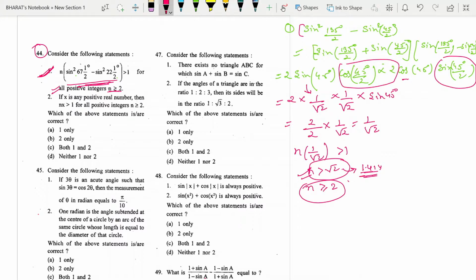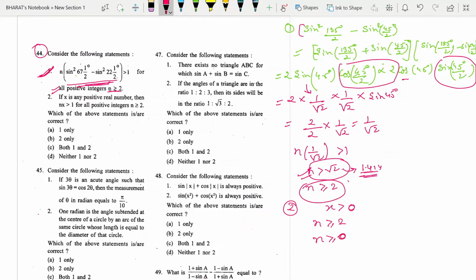Now moving to the second statement, what it says is, if x is a positive real number, then nx is greater than 1 for all positive integers greater than or equal to 2. Let's have a look at it. What it is saying is x is a positive real number, so we can say x is greater than 0. Okay, and when n is greater than or equal to 2, nx will be greater than 0.